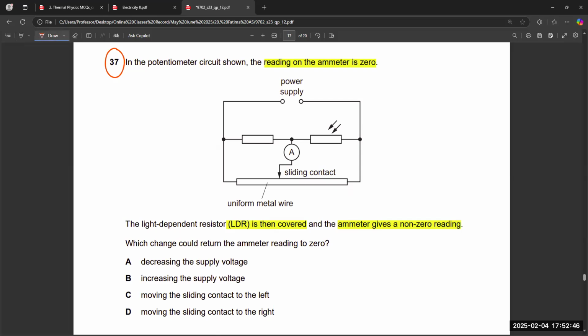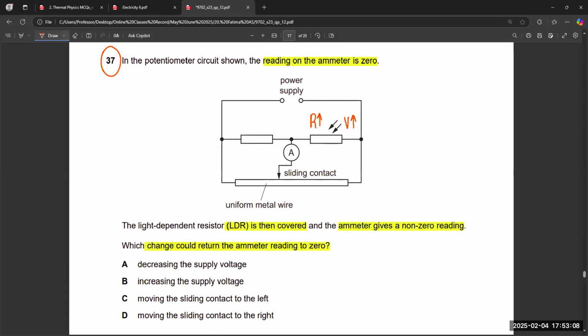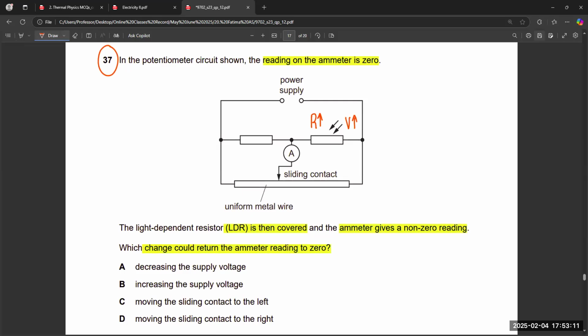So for this LDR, basically, resistance increases, voltage increases. And which change could return the ammeter reading to zero? So if we want that reading zero again, what change do we need to make in this diagram or in this setup to keep that value zero again? And we know that it is depending upon this length. So this length gives you the value of the voltage.